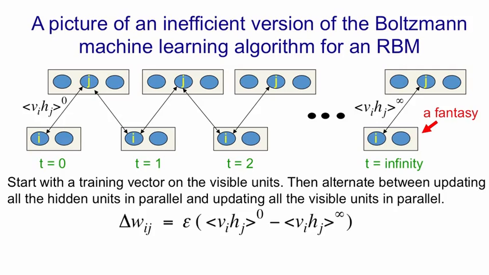And of course the problem with this algorithm is that we have to run this chain for a long time before it reaches thermal equilibrium. And if we don't run it for long enough, the learning may go wrong. In fact, that last statement is very misleading. It turns out that even if we only run the chain for a short time, the learning still works.